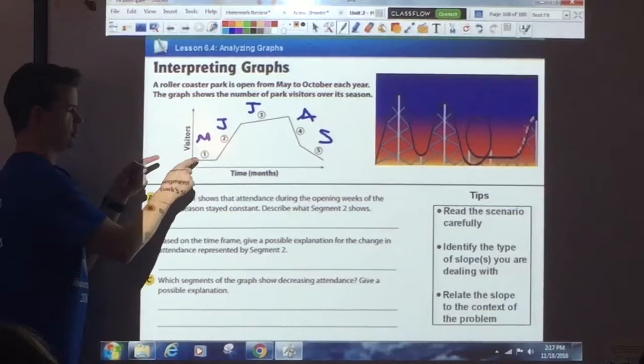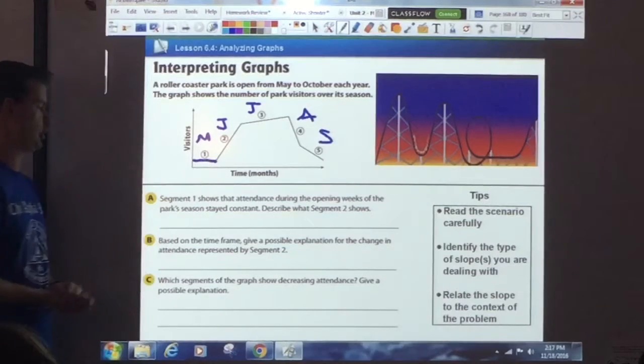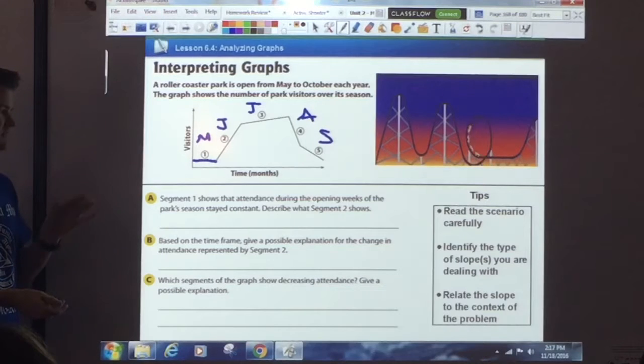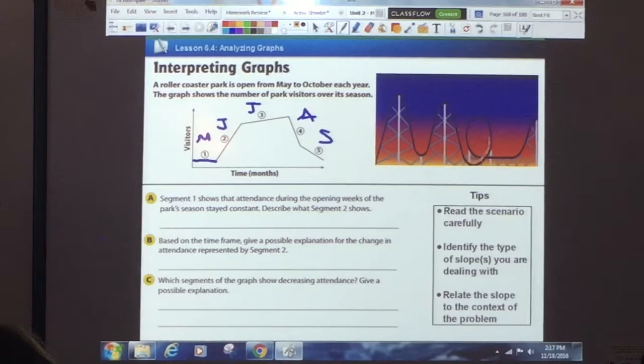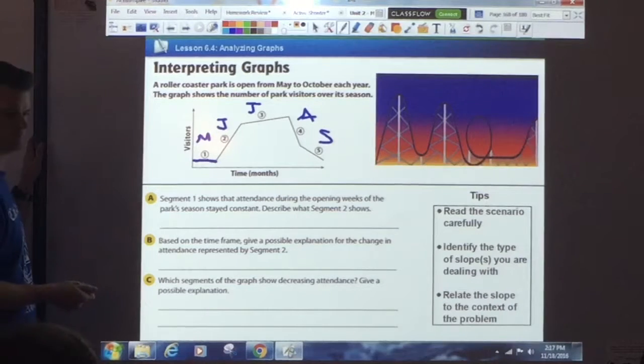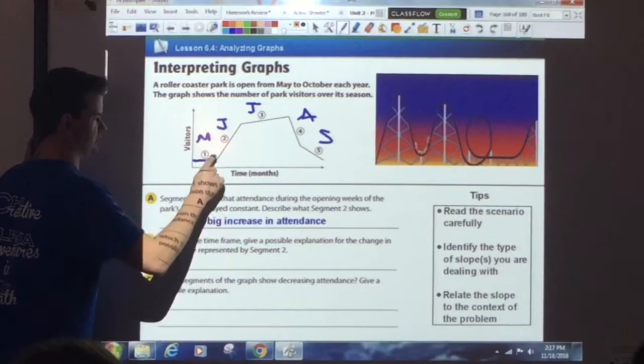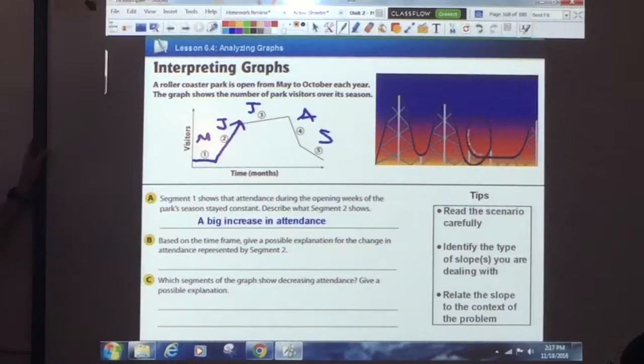Segment 1 right here shows attendance during the opening weeks of the park season. It stayed constant. And then do me a favor, Mr. Francois, what does segment 2 show? What happened in segment 2? It's rising. There's a big increase right there from segment 1 to segment 2.